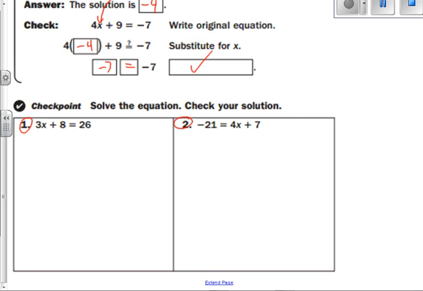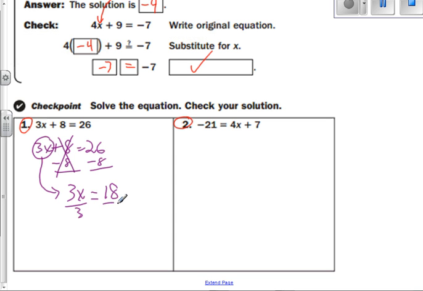Okay, welcome back. So we start with our equation, 3x plus 8 is equal to 26. We're going to subtract 8 from both sides. That gives me 0. I'm left with just 3x on the left, so I have 3x is equal to 18. You're going to divide both sides by 3. That gives me 1 on the left. I'm left with just x is equal to 6.